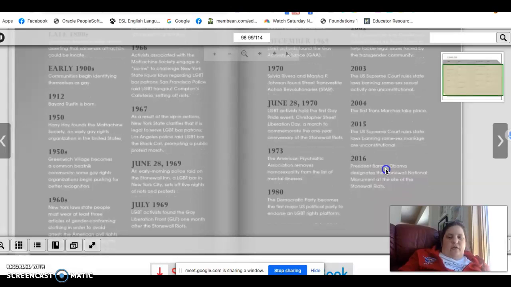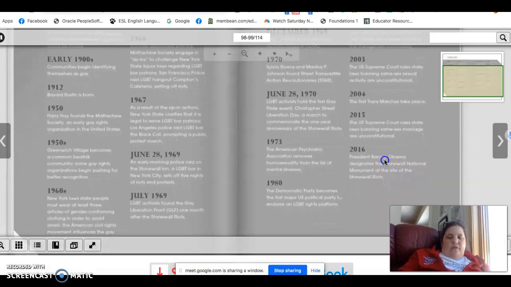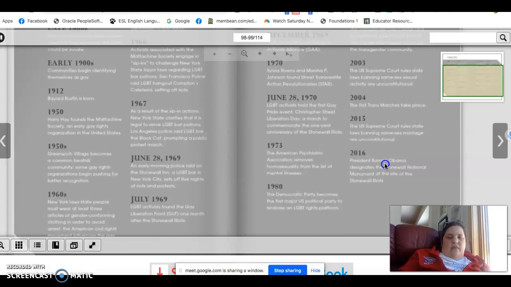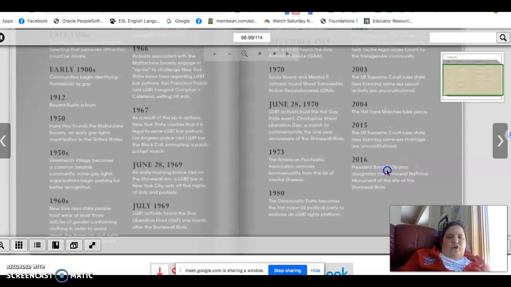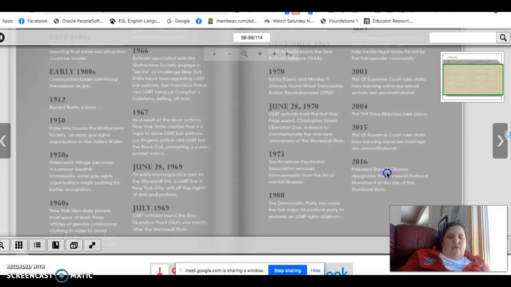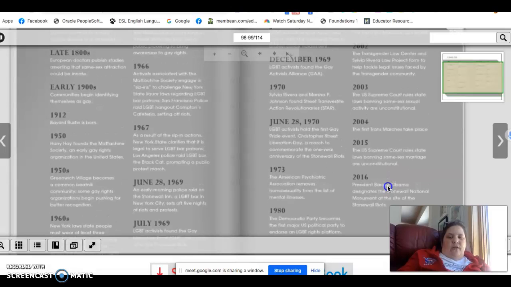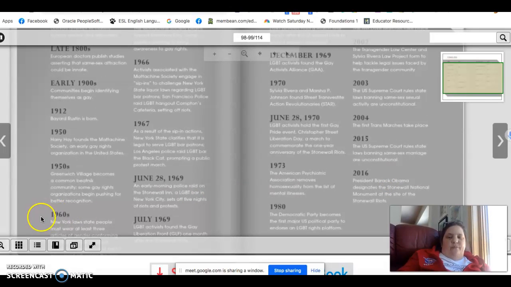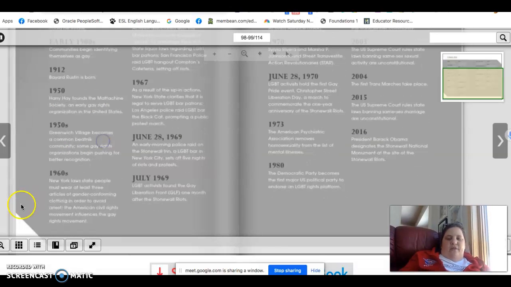So people, they do want people to remember this as a way that LGBT people were fighting for their rights even as early as the 1900s. I liked this one right here in the 1960s. New York laws state people must wear at least 3 articles of gender-conforming clothing in order to avoid arrest.